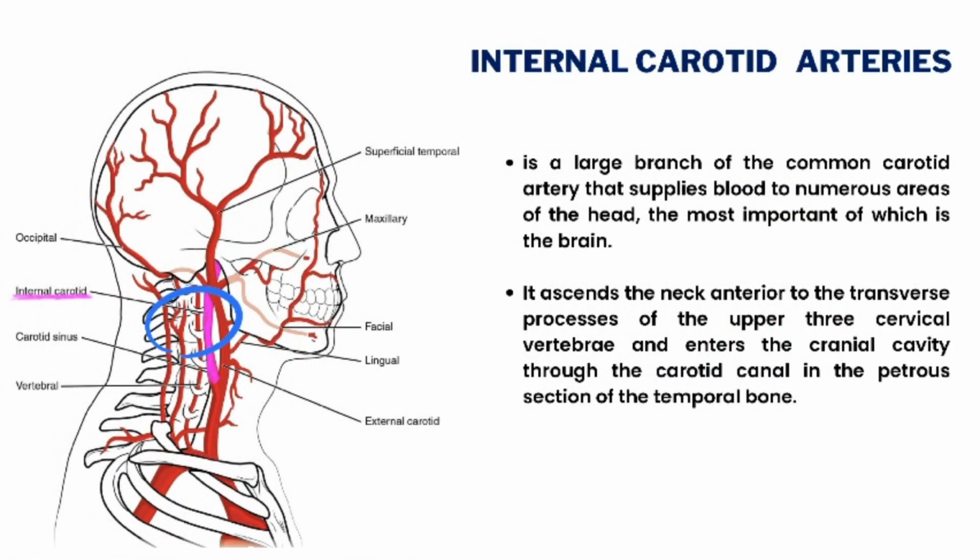The next blood supply of the head and neck is the internal carotid artery. The internal carotid artery is a large branch of the common carotid artery that supplies blood to numerous areas of the head, the most important of which is the brain. It ascends the neck anterior to the transverse processes of the upper three cervical vertebrae and enters the cranial cavity through the carotid canal in the petrous section of the temporal bone.